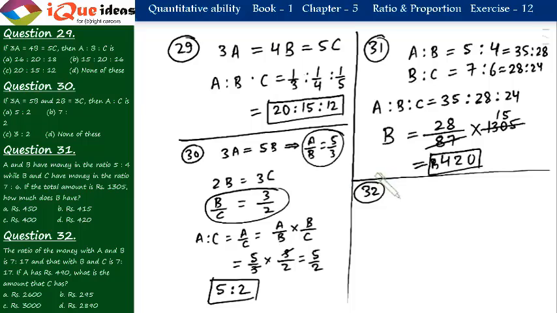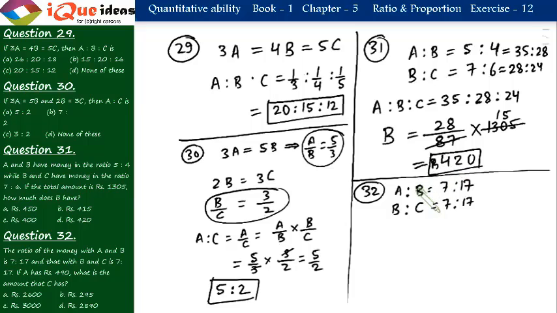It says the ratio of money with A and B is 7 is to 17, and B and C is also 7 and 17. Now A has 490. What is the amount that C has? So what we need to do is, again, we need to combine, and B is the common quantity. For B, the values are 17 and 7.